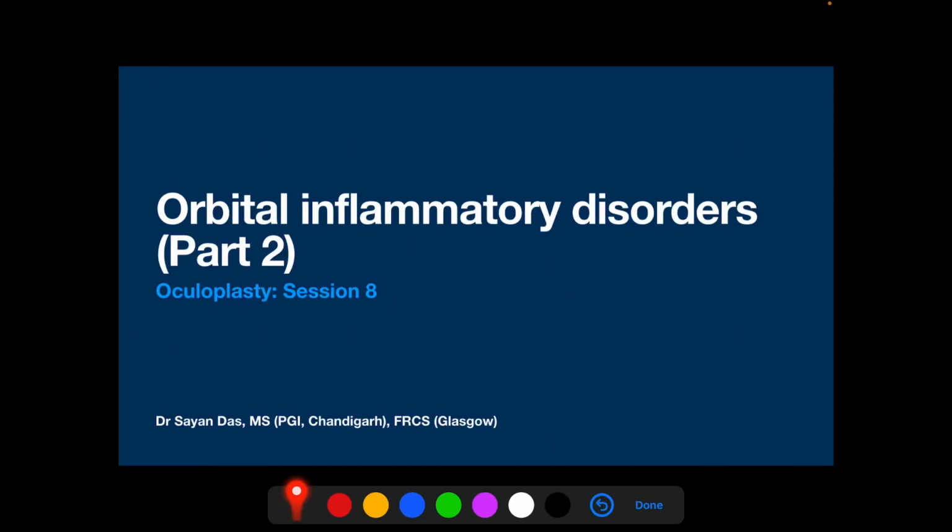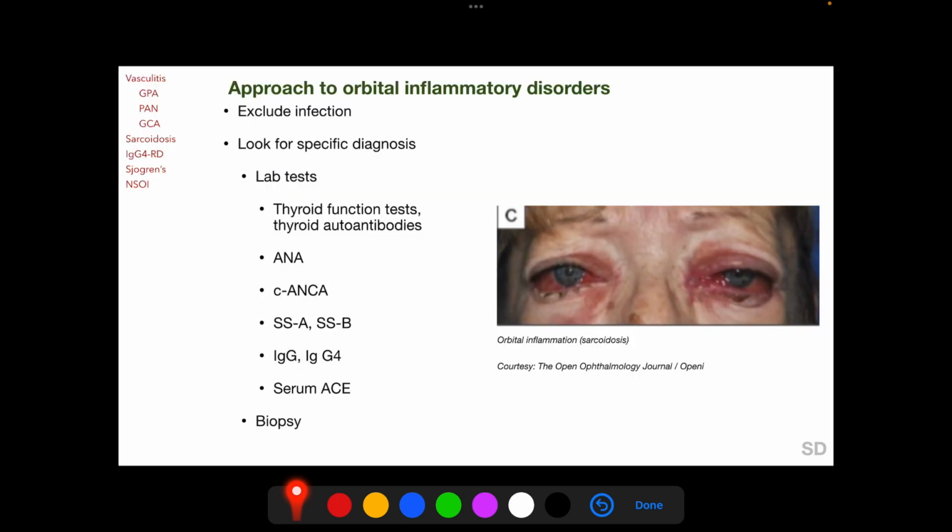Welcome. In the previous session, we discussed the most common cause of orbital inflammation, that is thyroid orbitopathy. And in this session, we are going to discuss the remaining major forms of orbital inflammation. To recall, in any case of suspected orbital inflammation, we have to first exclude infection.